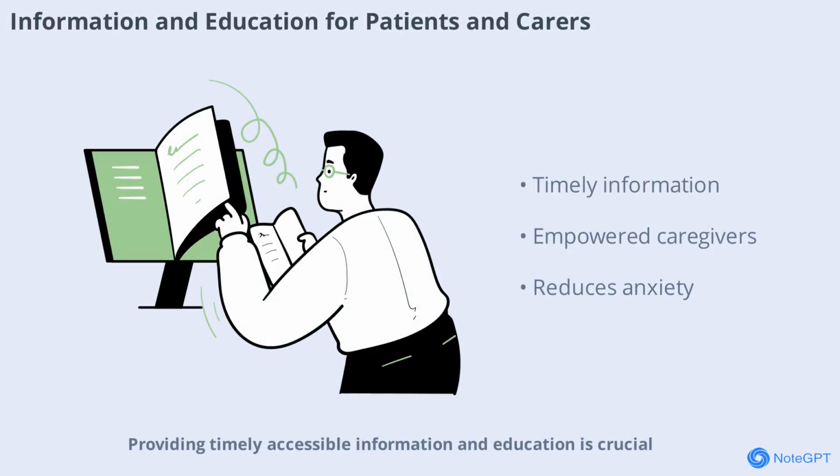Providing timely, accessible information and education is crucial for both patients and their caregivers. Early in the palliative journey, information about symptom management, available services, and what to expect can reduce anxiety and empower patients to take control. Ongoing education helps patients and carers understand interventions, set realistic expectations, and build confidence in managing challenges. This support is especially important for caregivers who often play a central role in daily care. Well-informed patients and carers are more likely to engage with rehabilitation and experience better outcomes.